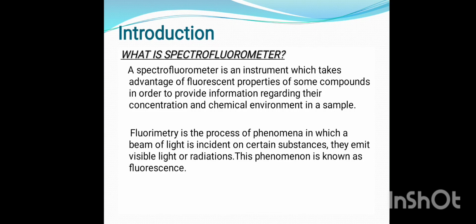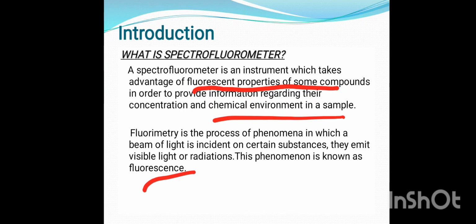It is an instrument which takes advantage of the fluorescent properties of some compounds. In this concept we study the fluorescent properties of a compound, and this concept is used to determine the concentration and chemical environment of the sample. Using this concept, there is a phenomenon known as fluorimetry. In fluorimetry, light is incident on a certain substance, and the substance emits visible light or radiation, and this radiation is known as fluorescence.